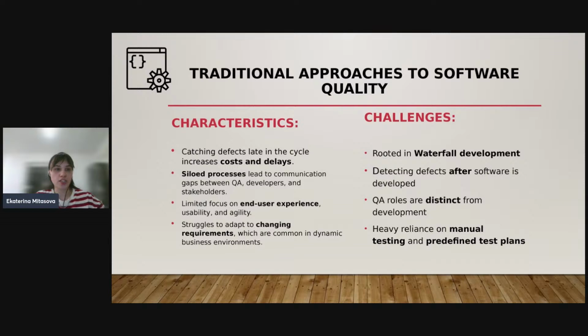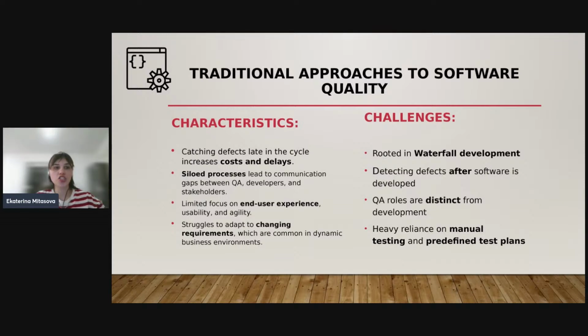So traditional approaches. They are rooted in waterfall development. They focus on detecting defects after software is developed, and QA and testing are often treated as a separate phase performed after coding is complete. QA roles are distinct from development, creating silos between developers and testers, and there is heavy reliance on manual testing, and there are predefined test plans.